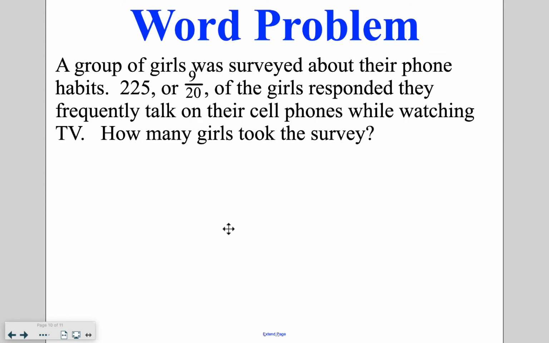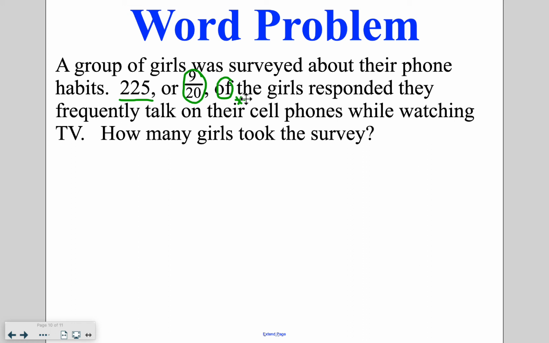Last thing we're going to go over here is looking at a couple of word problems. A group of girls was surveyed about their phone habits. When we're looking at that sentence, nothing really mathematically relevant. 225, or 9/20ths, of the girls responded that they frequently talk on their cell phones while watching TV. A lot of math things to pay attention to. They give us the value of 225. They mention 9/20ths, and then they mention the word of, which if we remember from our word clues list, of means multiplication. Our goal then is to find out how many girls took the survey.